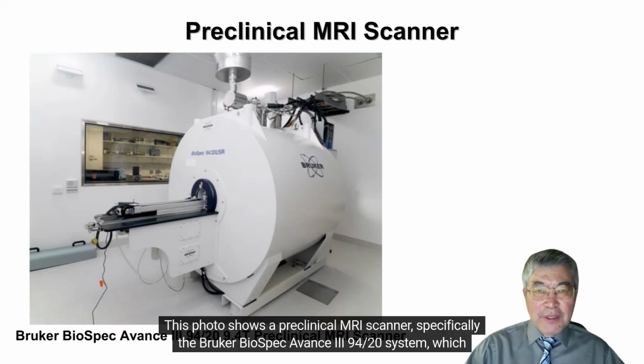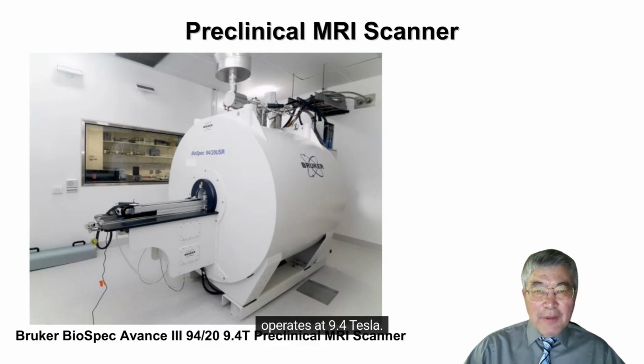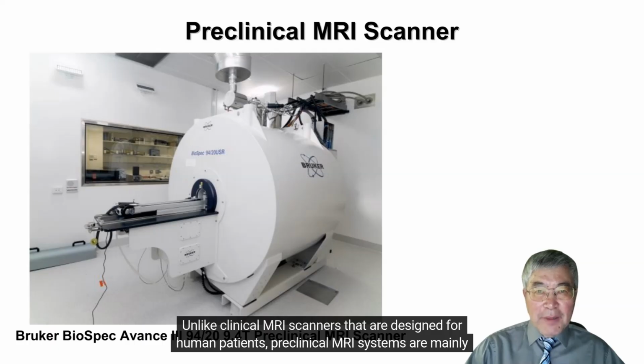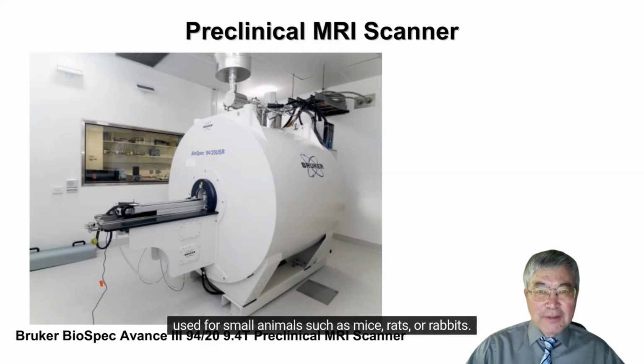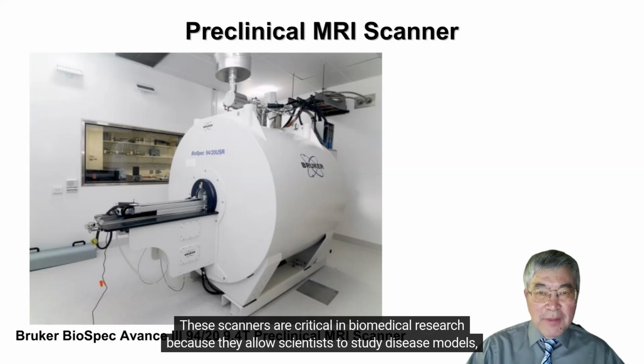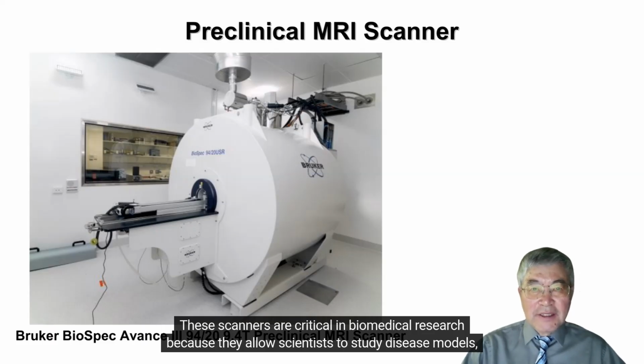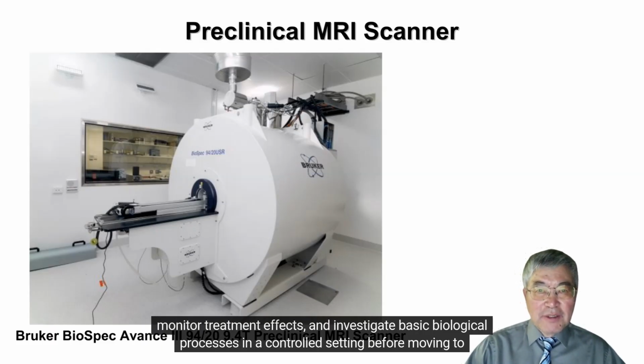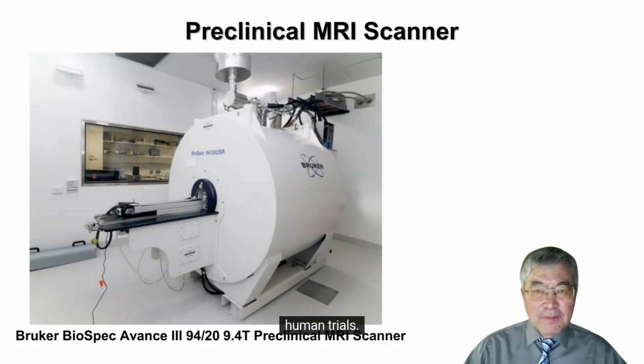This photo shows a preclinical MRI scanner, specifically the Bruker BioSpec Advanced 3D 9420 system, which operates at 9.4 Tesla. Unlike clinical MRI scanners that are designed for human patients, preclinical MRI systems are mainly used for small animals such as mice, rats, or rabbits. These scanners are critical in biomedical research because they allow scientists to study disease models, monitor treatment effects, and investigate basic biological processes in a controlled setting before moving to human trials.